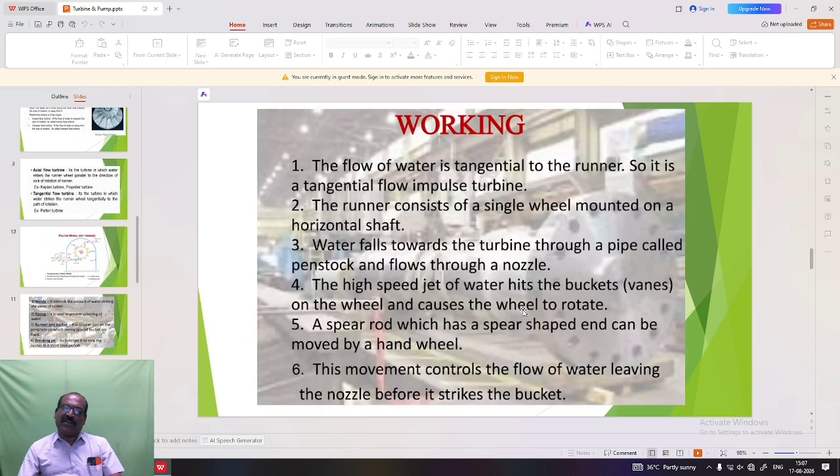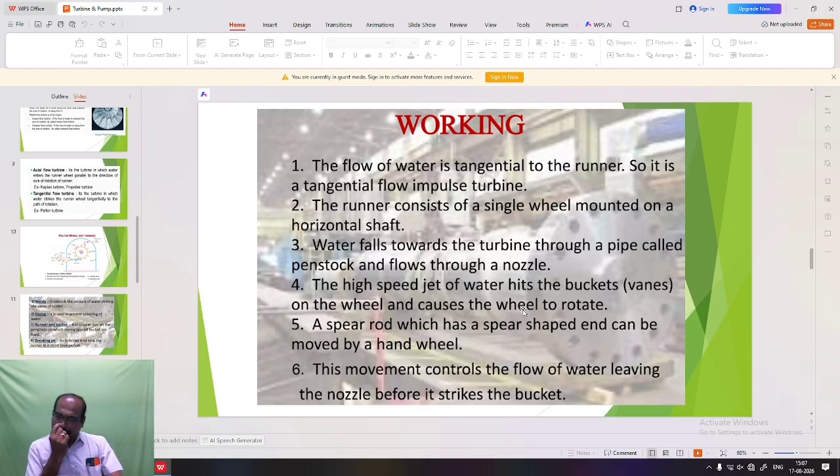Working of the Pelton wheel: the flow of water is tangential to the runner, so it is a tangential flow impulse turbine. The runner consists of a single wheel mounted on a horizontal shaft. Water flows towards the turbine through a pipeline called a penstock and flows through a nozzle. The high-speed jet of water hits the buckets or vanes on the wheel and causes the wheel to rotate.